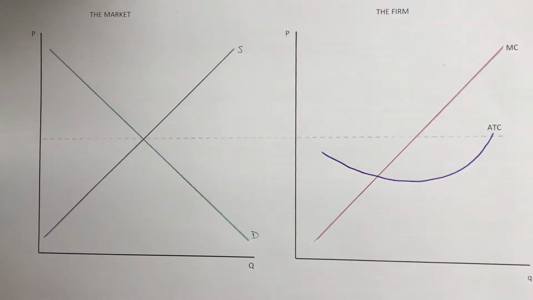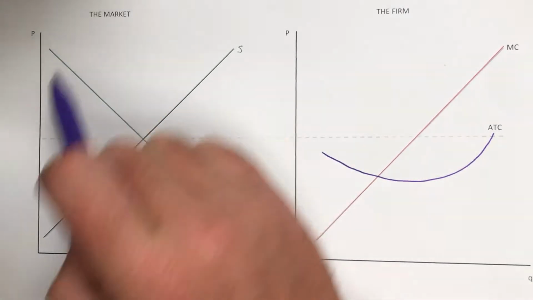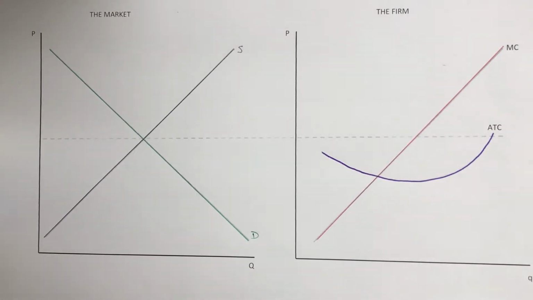All right, let's look at another example where we have the market and the firm. Now this is a different example than before. The biggest difference in the example is that the average total cost is lower than in the example before. So let's see what happens in a perfectly competitive market.